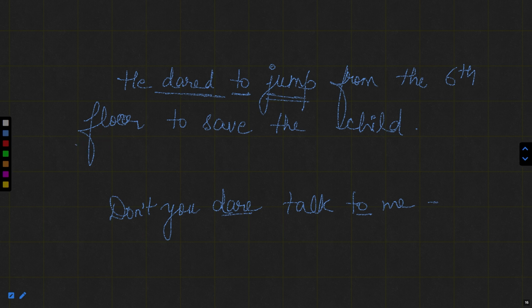So both of these sentences are correct. In one, I'm using to. In another, I'm not using to, just because of the sense of the sentence. So this is how we use the word dare.